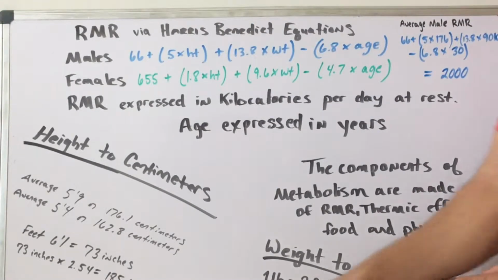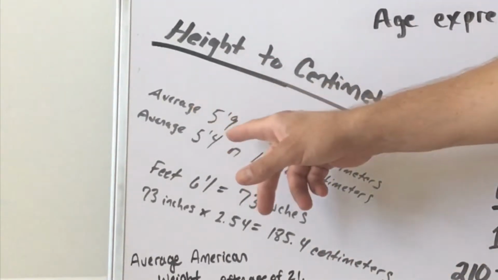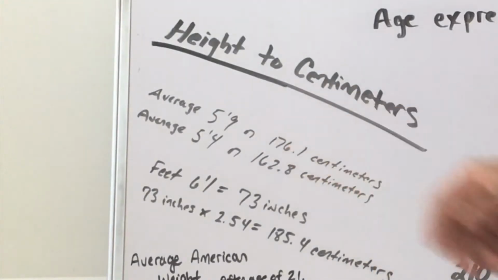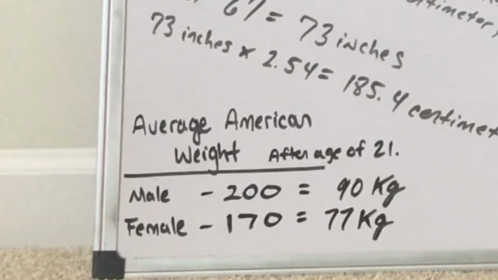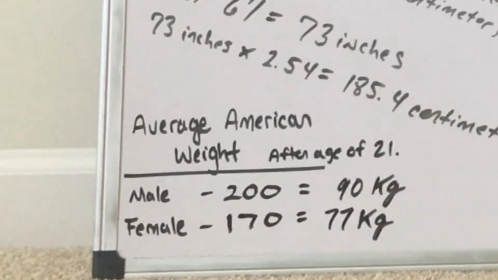First, you need to figure out your height in centimeters. So the average American man is 5'9", and women is 5'4", or 176 and 162 centimeters. So for an average American man, we have 90 kilograms, a female 77 kilograms.